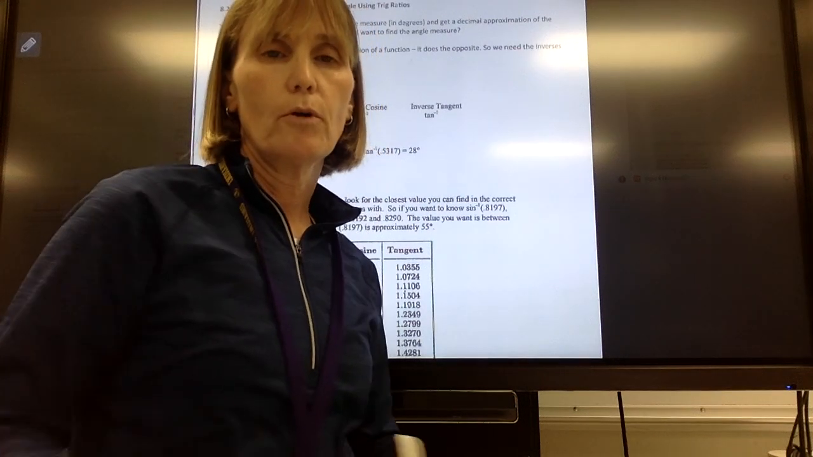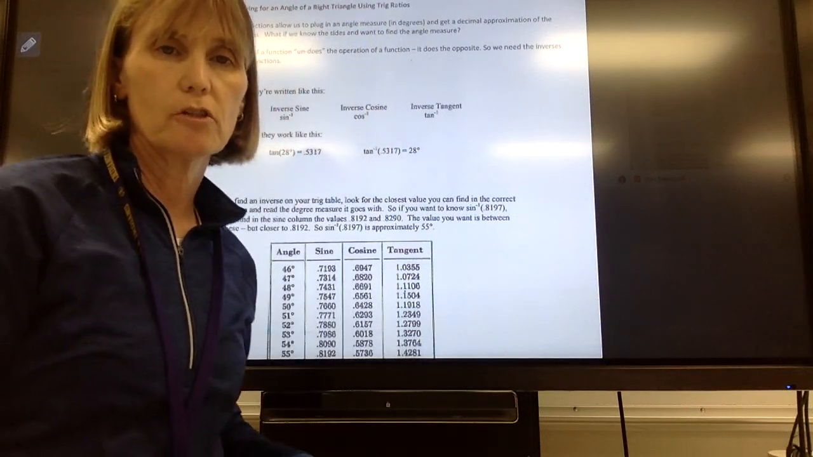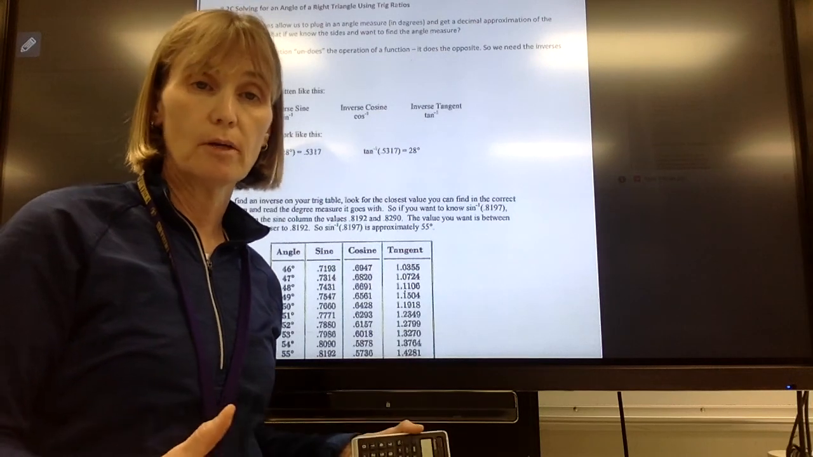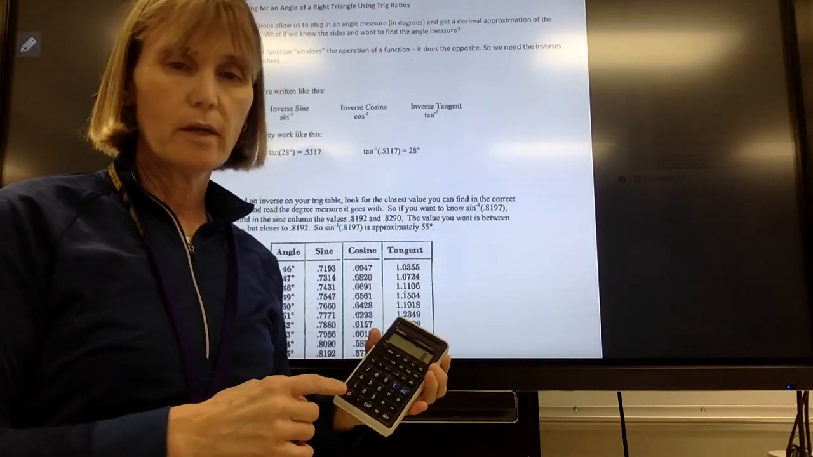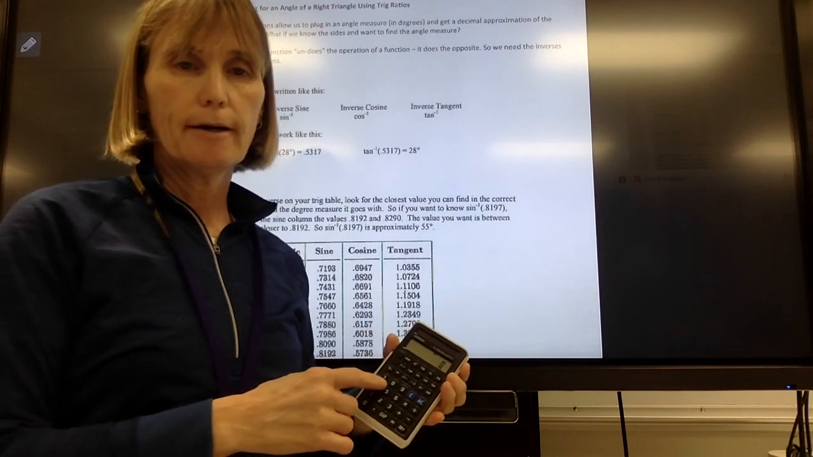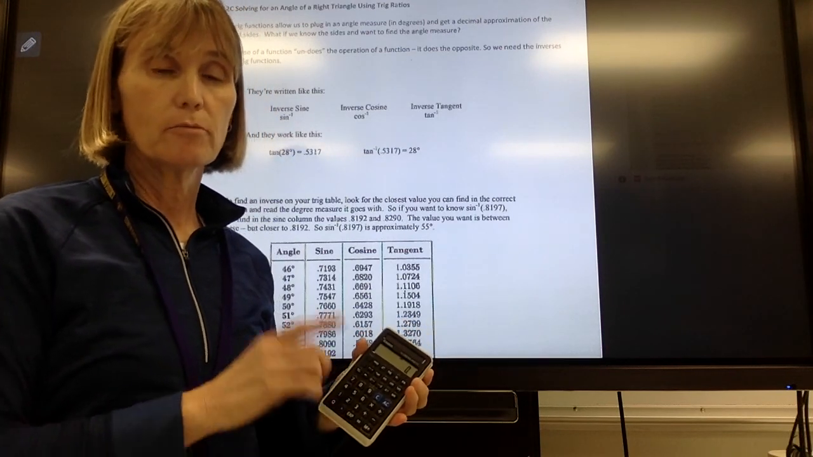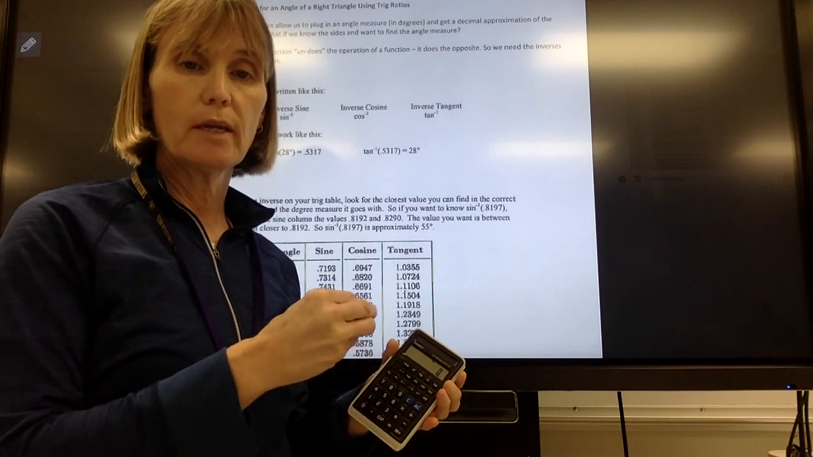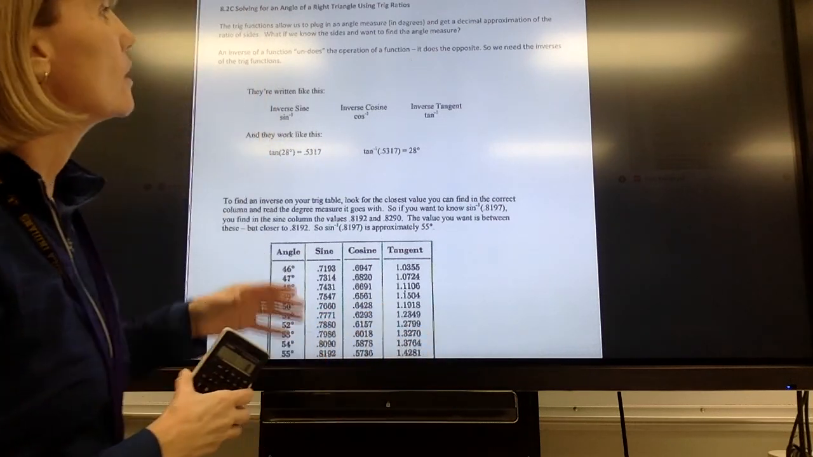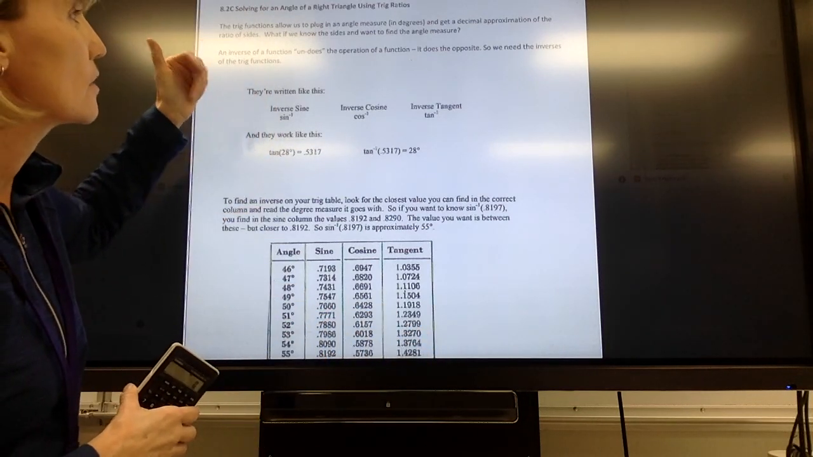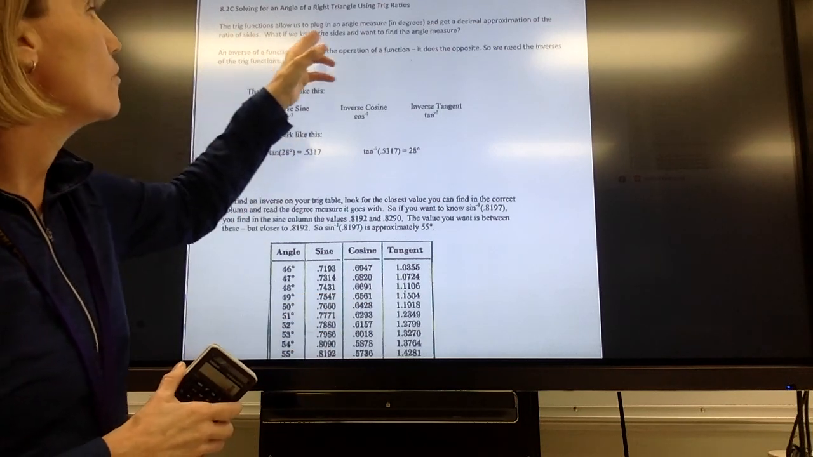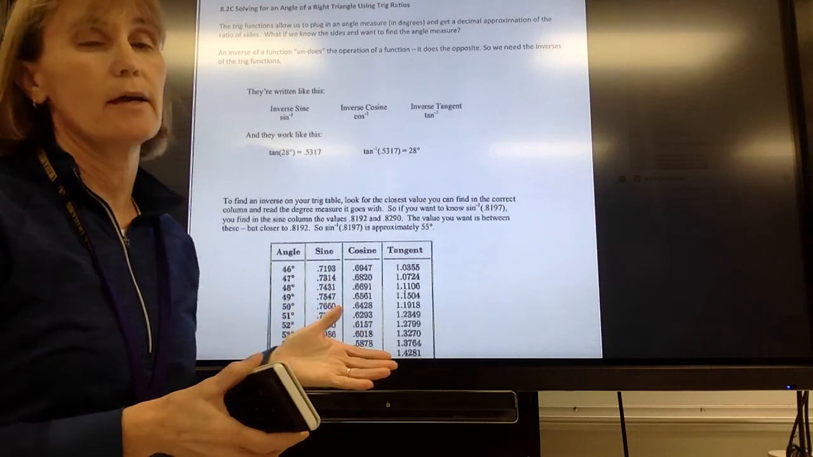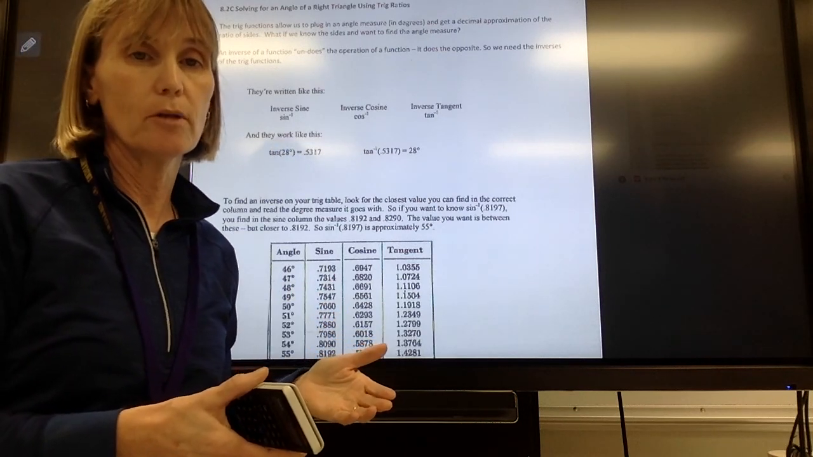All right, the last thing that we're going to do with these trig functions is find missing angle measures as well. What we've seen so far is we can punch in an angle measure, hit the sine, the cosine, or the tangent function, and it's going to give us a decimal approximation for the ratio of the sides. What if we already know the sides and what we really want to find is the angle measure?